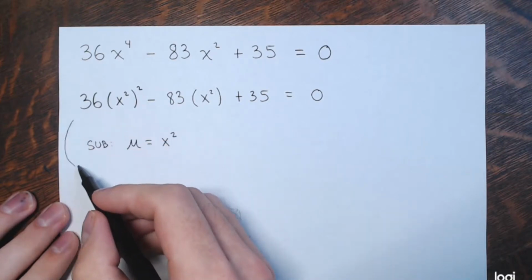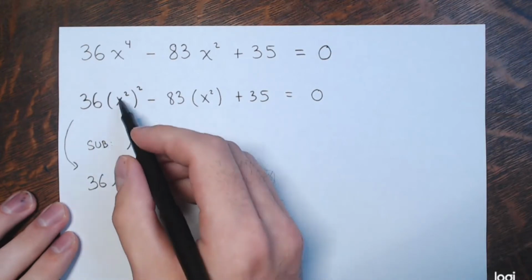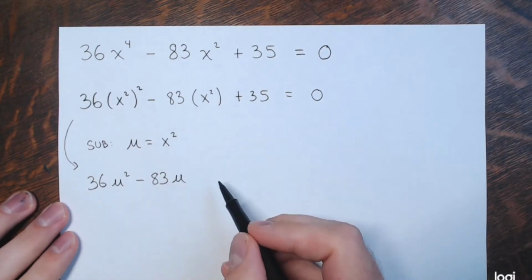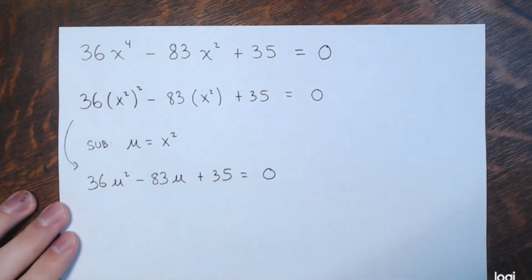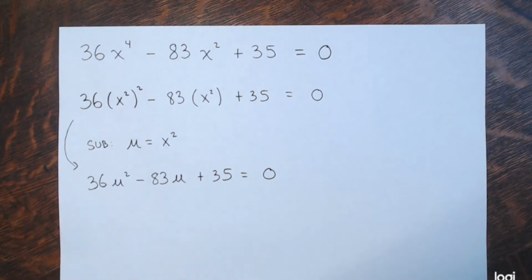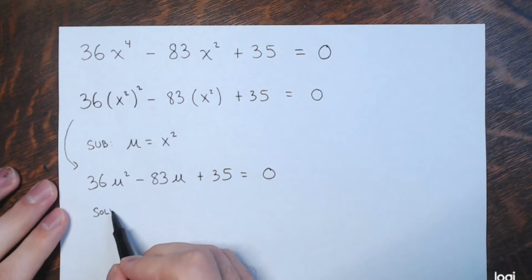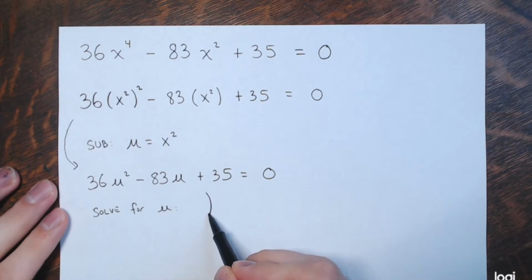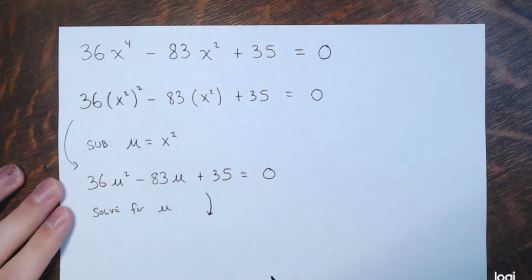So now this equation becomes 36 times u squared, right, x squared is u squared, minus 83 times u to the first, or just u, then plus 35 equals 0, right? So I've changed it now into a quadratic equation in u. And now I'm going to solve this, right? We solve for u. Alright, this time I'm just going to use the quadratic formula.